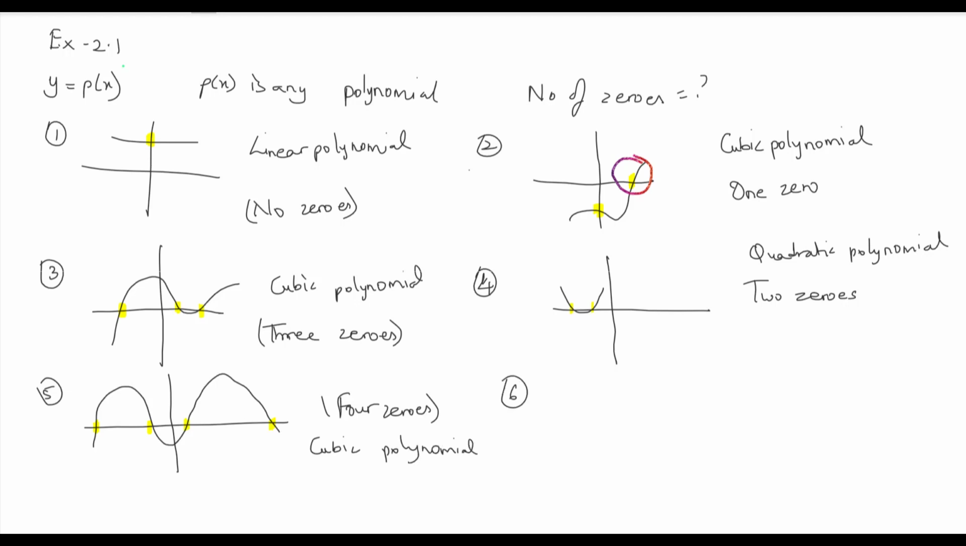Next, the sixth one. In the sixth graph, it's something like this. Similarly, in the sixth one, when you see the curve shape, it is cutting at 1, 2, 3. Therefore, it has 3 zeros, and it is a cubic polynomial.